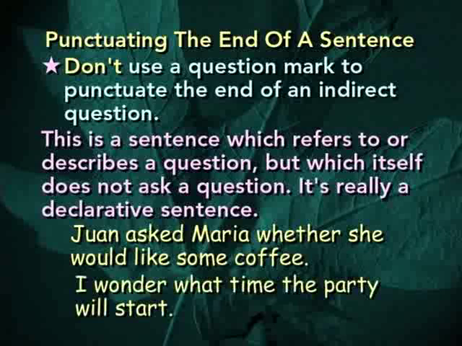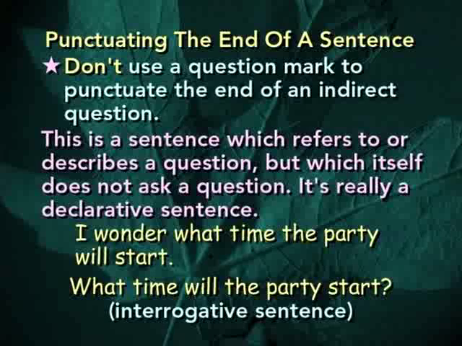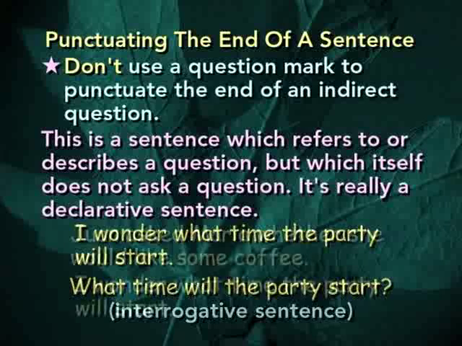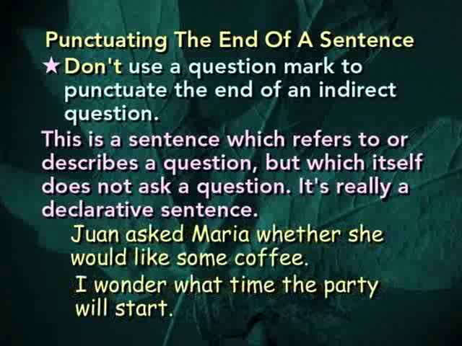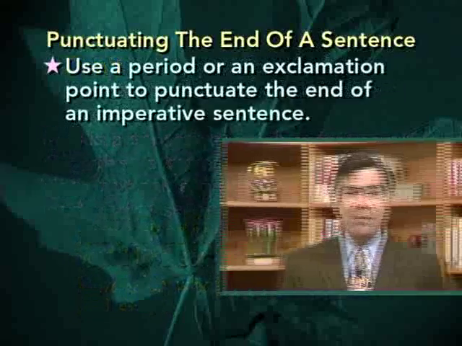Here's another example. I wonder what time the party will start. Now, the same general idea might have been stated in the form of an interrogative sentence. For example, this sentence might have been written, what time will the party start? That would have been an interrogative sentence, a question, and it would have ended appropriately with a question mark. However, the way the sentence was worded, it is a declarative sentence. It is making a statement of fact. That is, I am wondering something. It is stating that as a fact rather than asking a question. And therefore, this too is an indirect question and one that does not end with a question mark, but rather with a period.